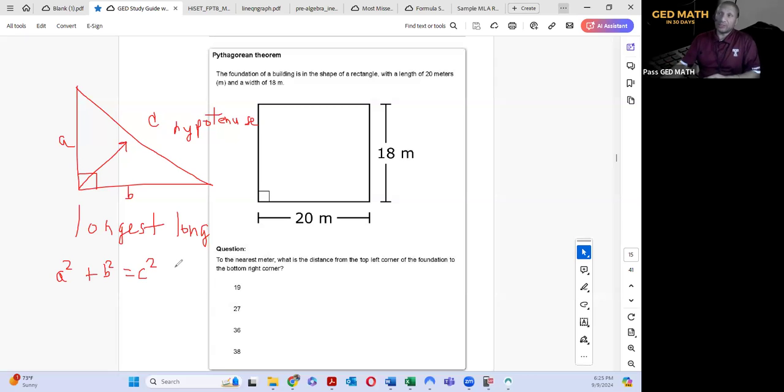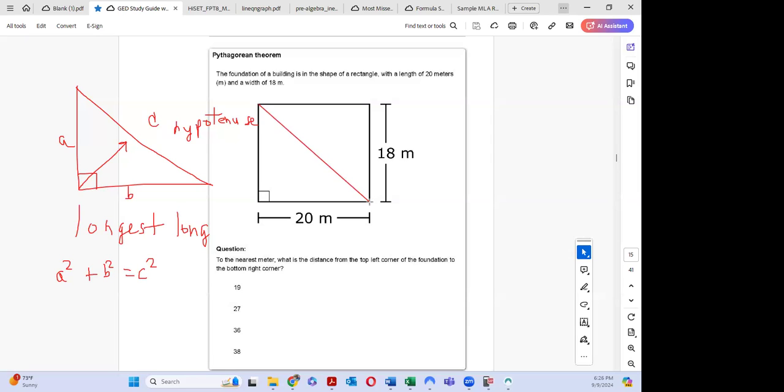So when we look at this example, it says the foundation of a building is in the shape of a rectangle with a length of 20 meters and a width of 18 meters. To the nearest meter, what is the distance from the top left corner? So this is what caused the confusion for people. It's because they said the top left corner to the bottom right, right? But this is what you have to remember.